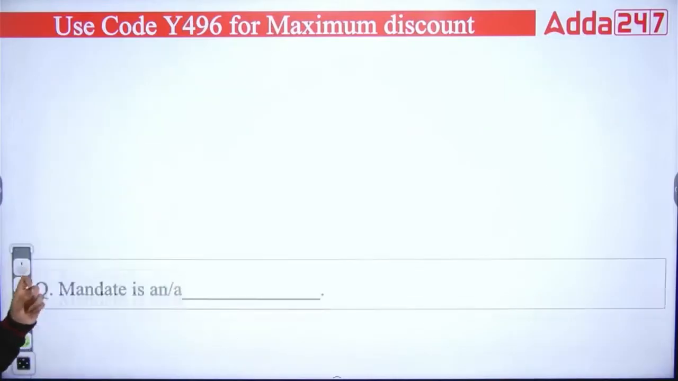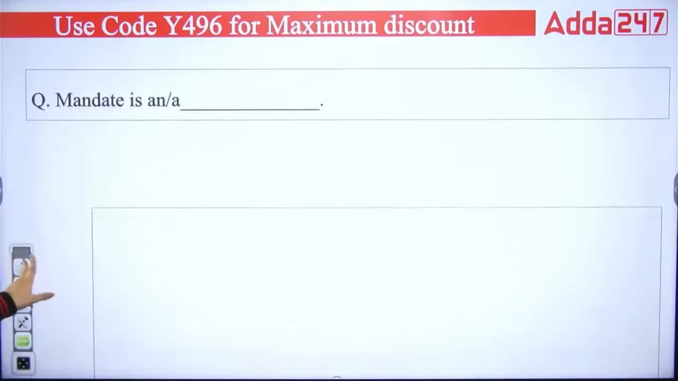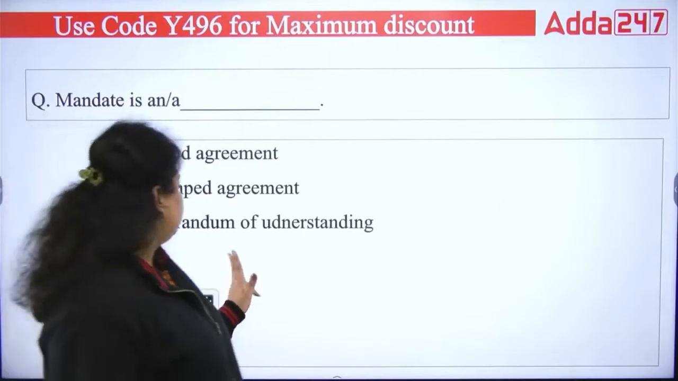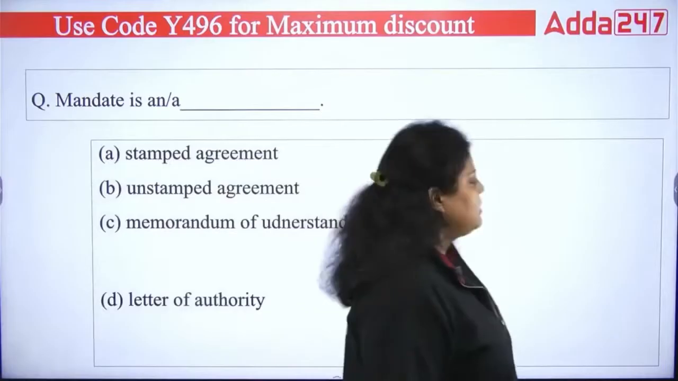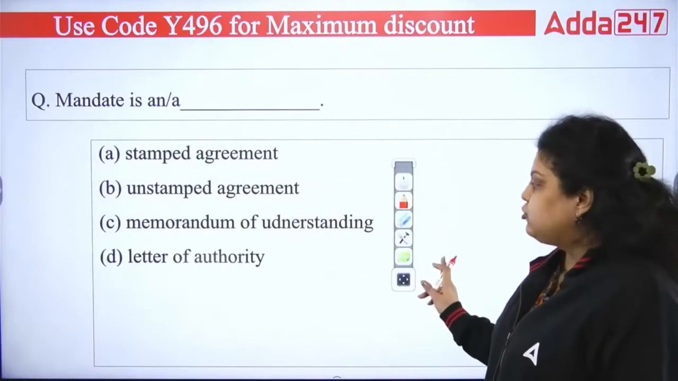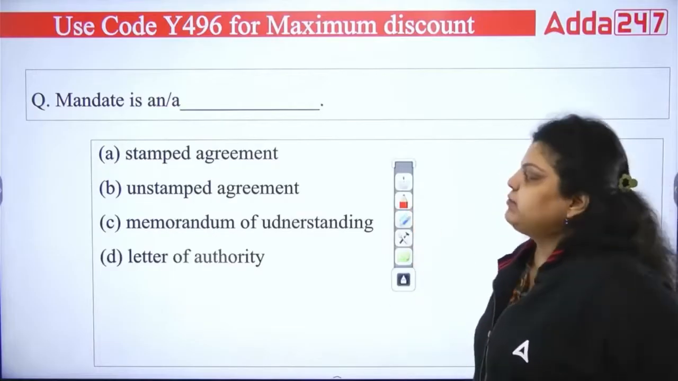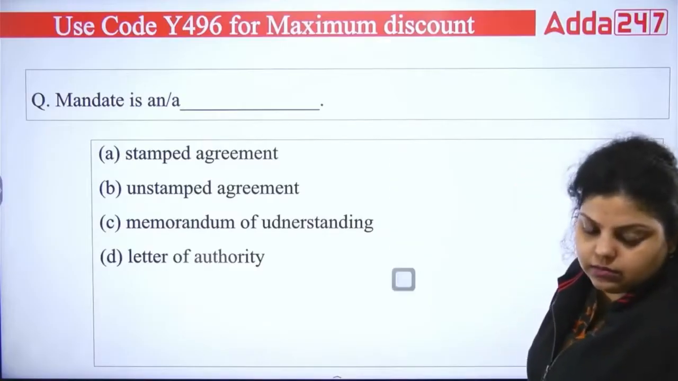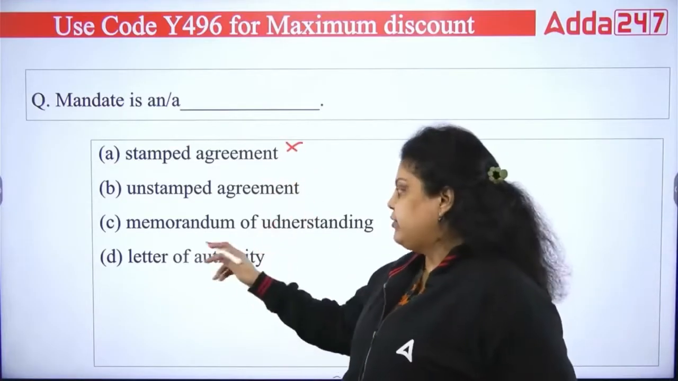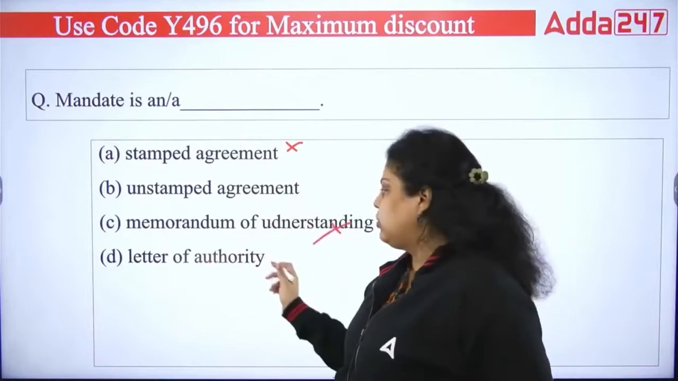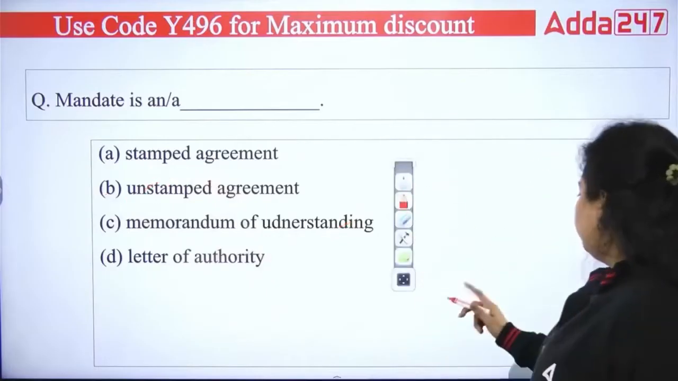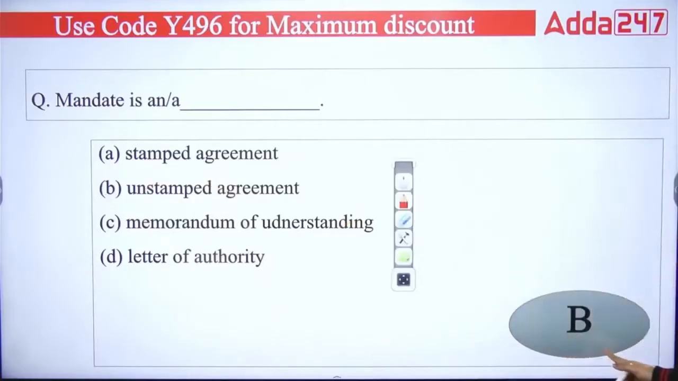Clear? Now next, mandate is a dash. When you talk about the mandate, is it a stamped agreement, an unstamped agreement, your memorandum of understanding, or your letter of authority? You have to answer which of the following is a mandate. So it is not a stamped agreement, that's for sure. It's not a memorandum of understanding, it's not a letter of authority, it is the unstamped agreement. It means the right answer will be your B option.